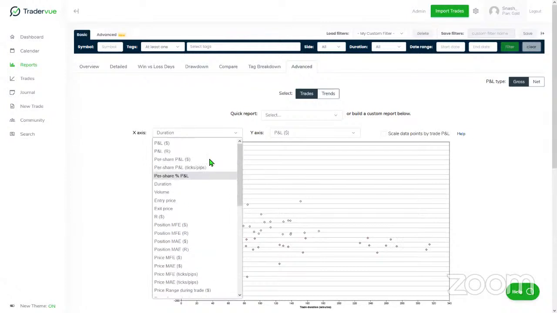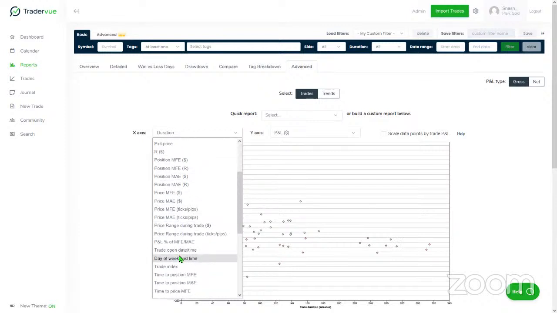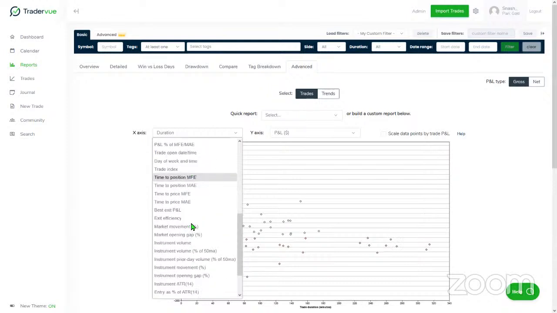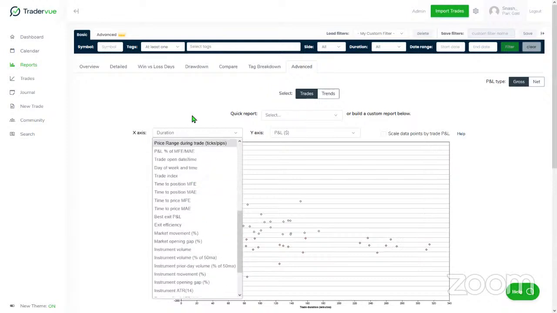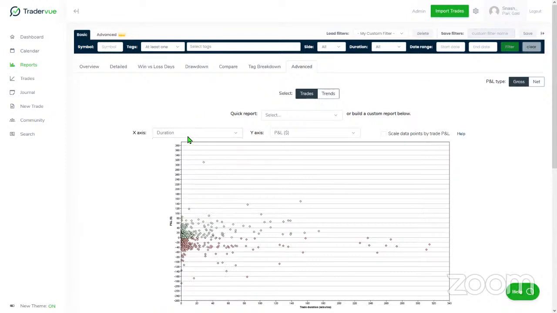And by the way, let me just take advantage of this moment to share with you all the variables we have. We have a lot of variables here that we can play around with, from P&L to volume, duration, entry price, exit price, trade open date time. If you start thinking about the combinations you can do, not only with the x-axis, but the y-axis, and also the advanced filters, your possibilities become infinite when it comes to getting to the nitty gritty and the very insightful part of your trading.